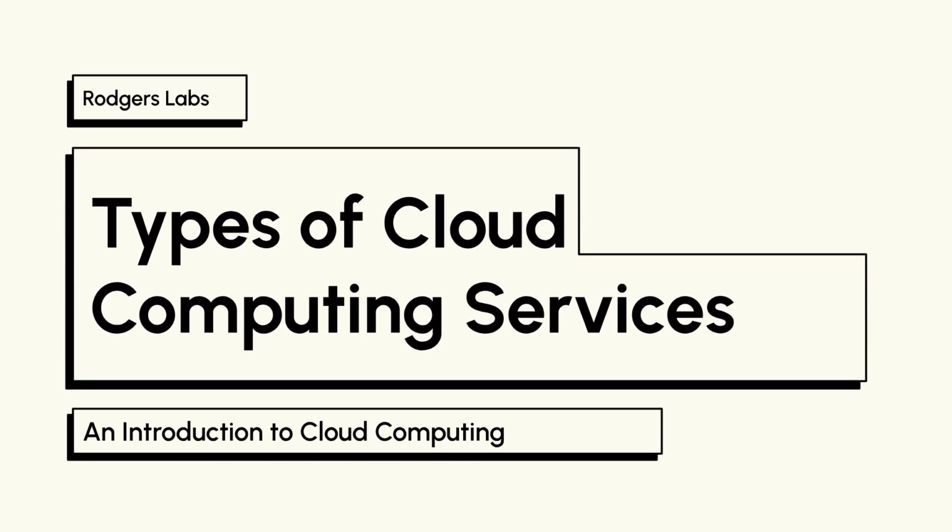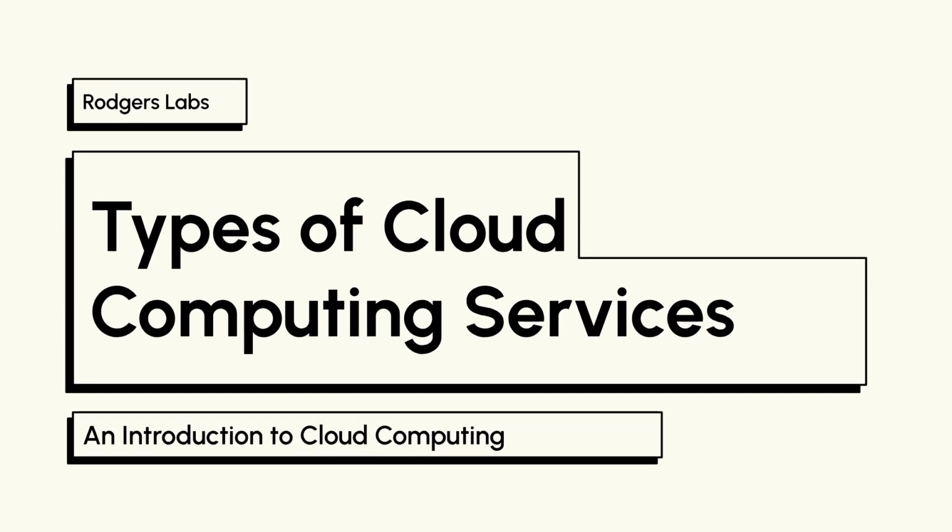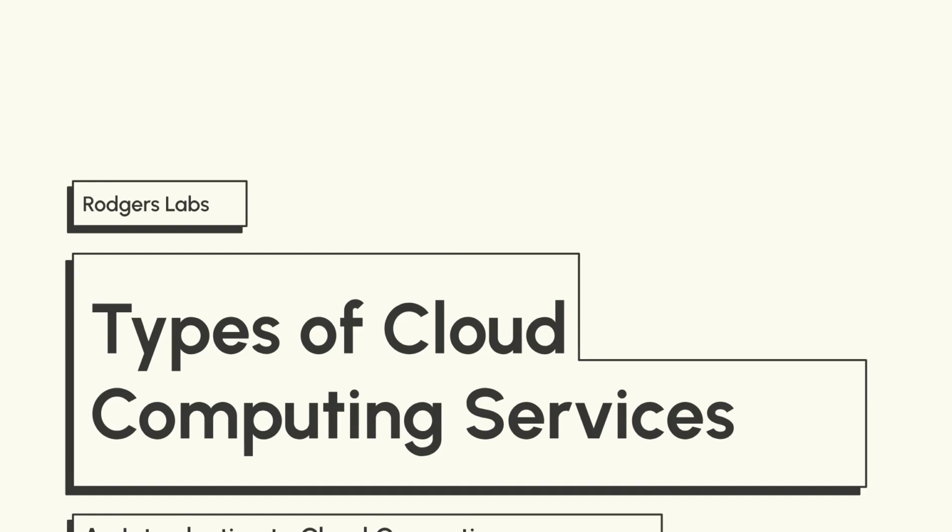Ever wondered how companies build apps or store data without owning a single server? In part 2 of our cloud computing playlist, we're breaking down the 3 main types of cloud services: IaaS, PaaS, and SaaS. Let's get started.